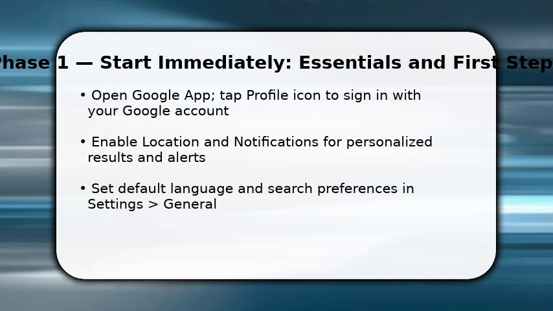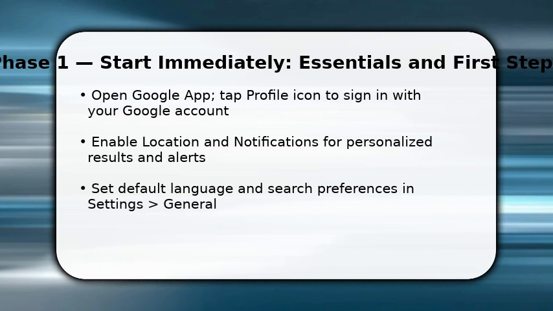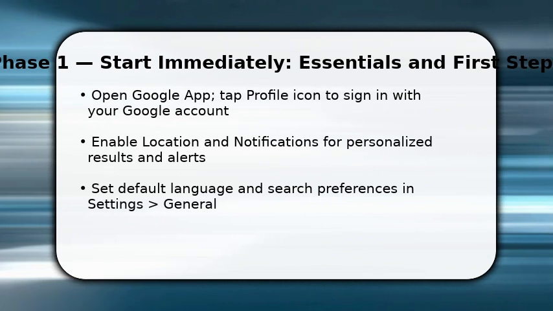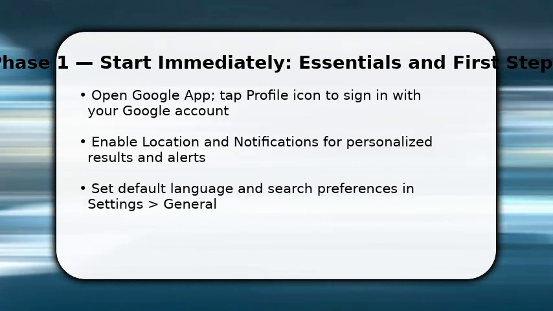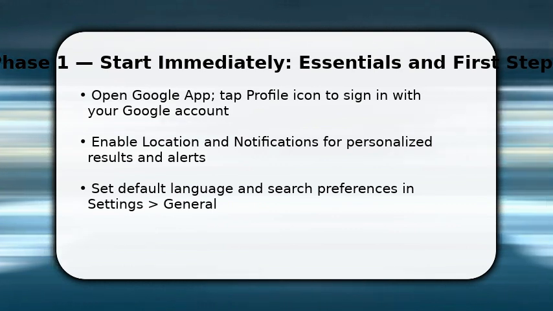You open the Google app and sign in right away. That connects your searches, saved items, and preferences. Once signed in, grant location and notifications so results match where you are and so alerts reach you. Make sure to set your language and search preferences in Settings General. This tailors voice results and safe search filtering. These first steps let you use voice, personalized feed, and sync across devices, so you don't repeat setup later.